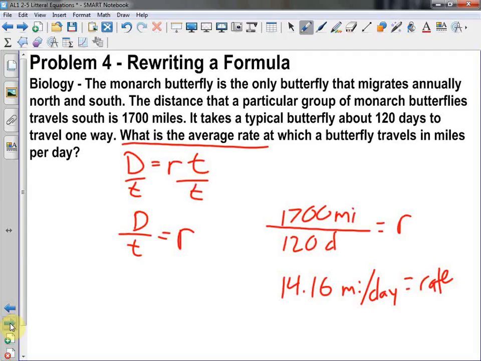Right? That's pretty far for a butterfly, right? I mean, now let's look at this. 120 days. How many days are in a year? 365. Right? So 120 days is about 1/3 of a year. So that means they spend 1/3 of the year flying south, 1/3 of the year flying north, and then they only have 1/3 of the year to hang out. Butterflies, they work too hard.